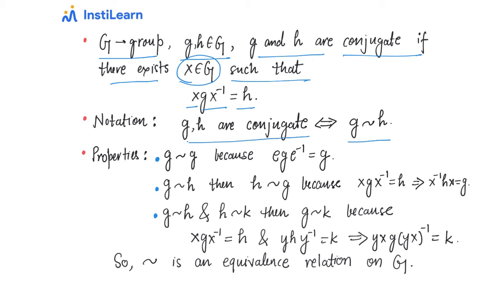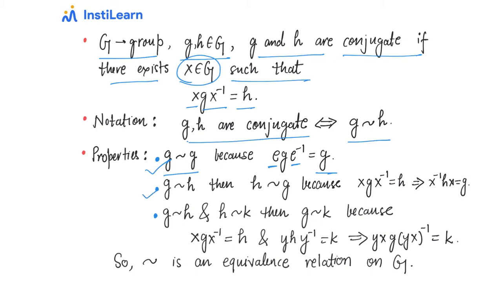So let's see some of the properties which conjugacy satisfies. You can see that g is always conjugate to itself. You can use the identity element: the inverse of identity is identity itself, and so e g e inverse is equal to g. So g is conjugate to itself, which is the reflexivity property.